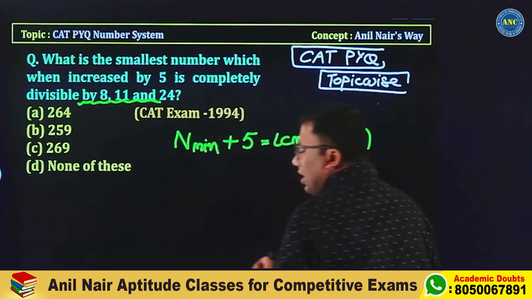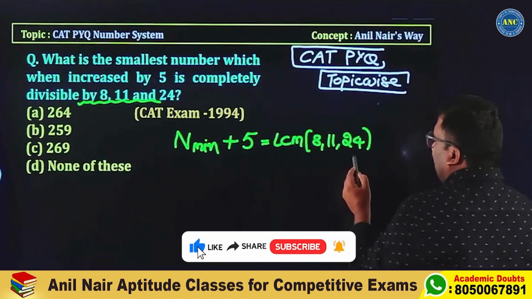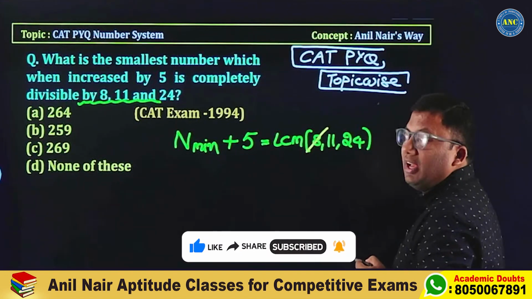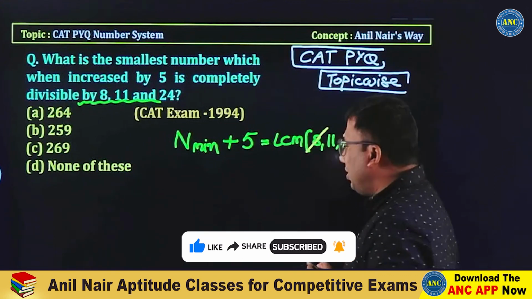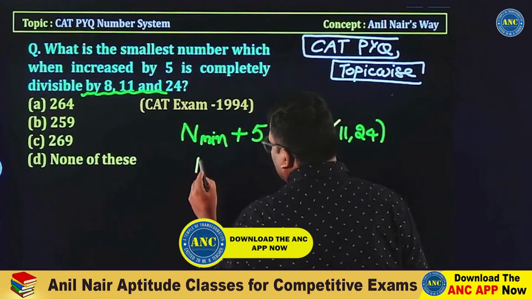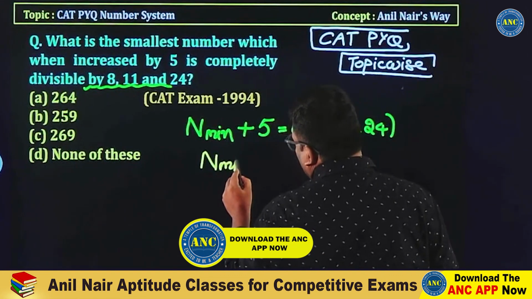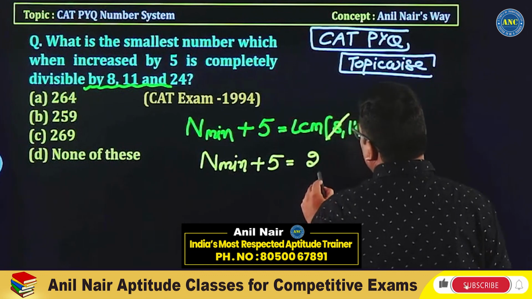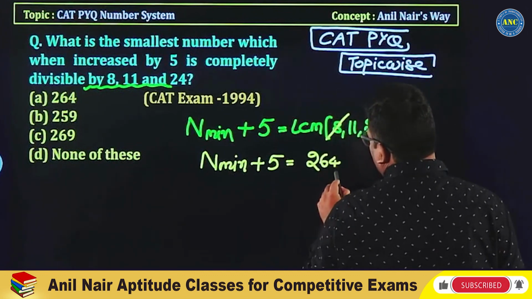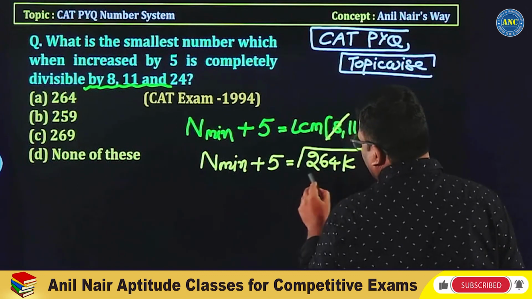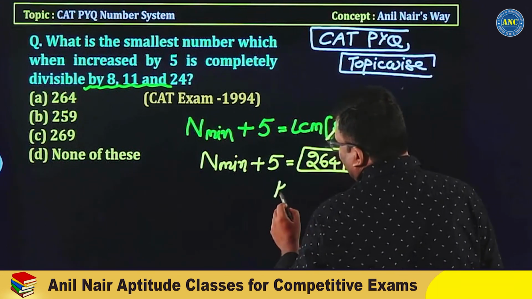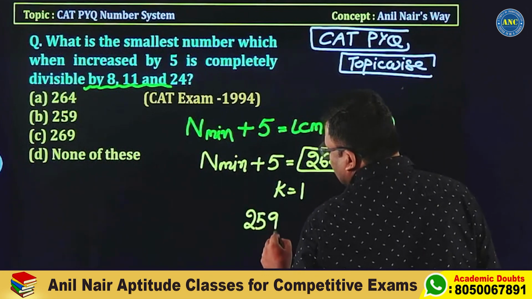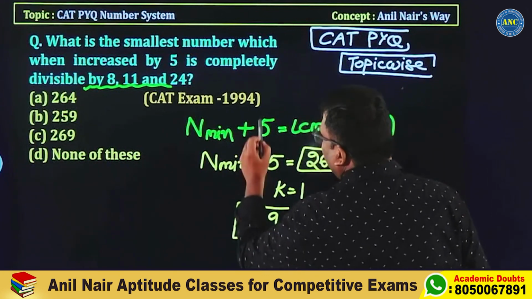We discussed how to find the LCM of the numbers. 8 will divide 24, so 8 can be eliminated. 11 and 24 are co-prime numbers. LCM of co-primes is their product. So n minimum plus 5 is the LCM of 11 and 24, so this will be 264k. Because he is referring to n minimum, I took the k value as 1. 264 minus 5, the answer for this question is 259.